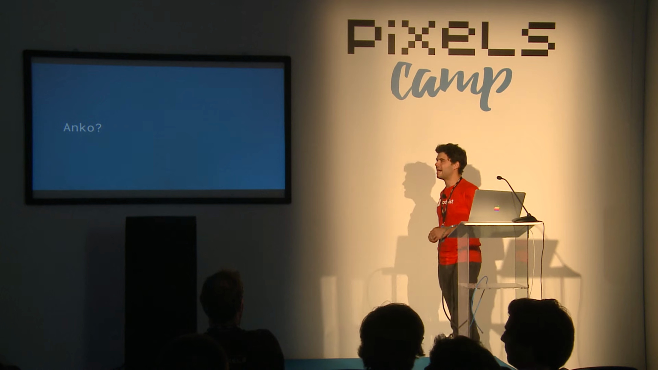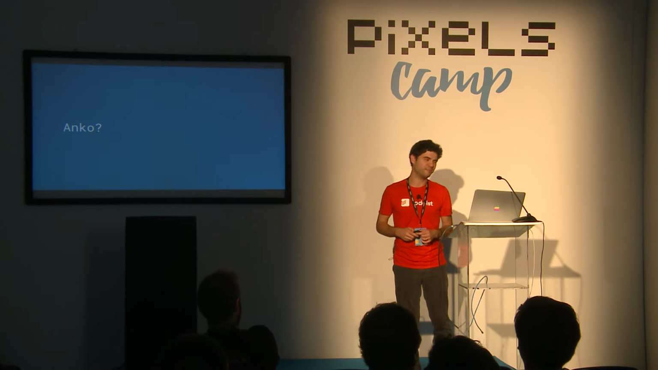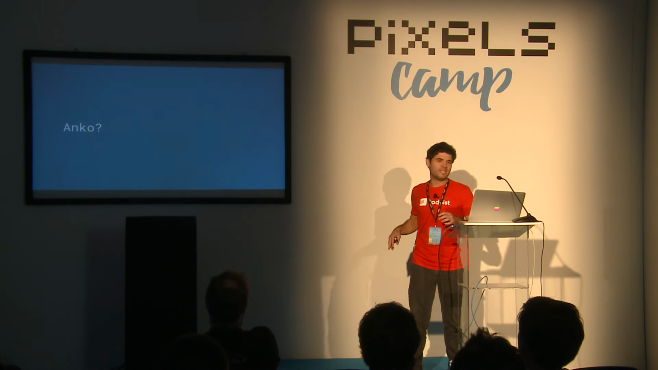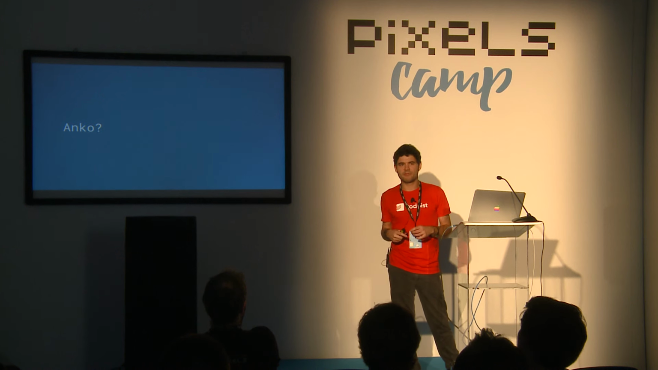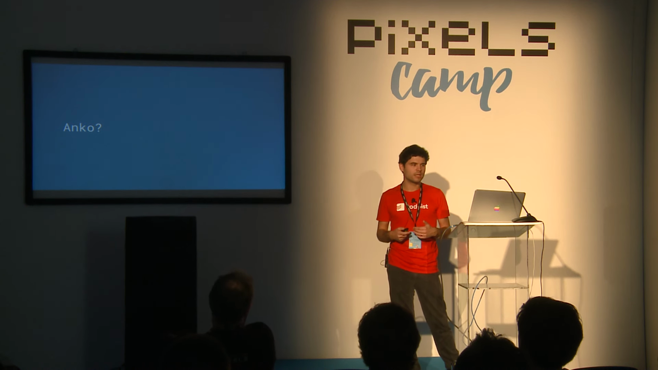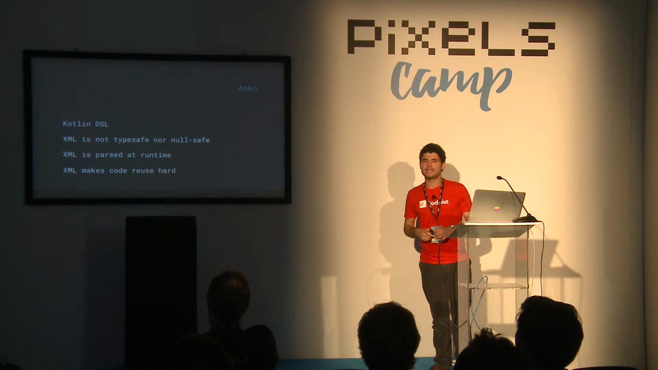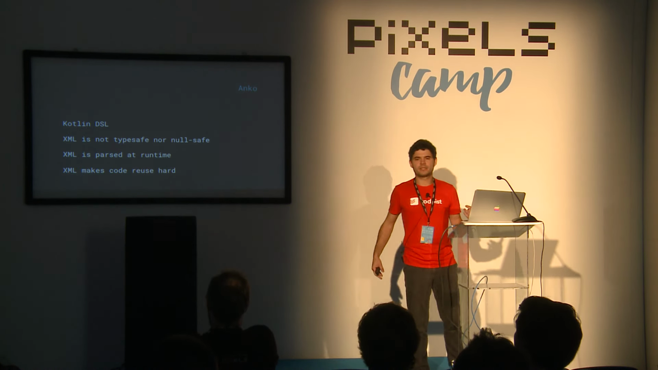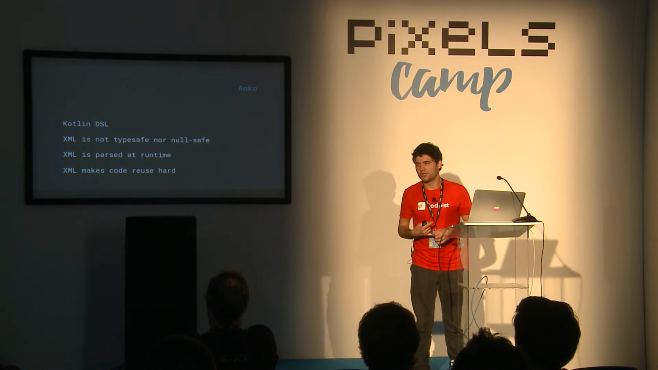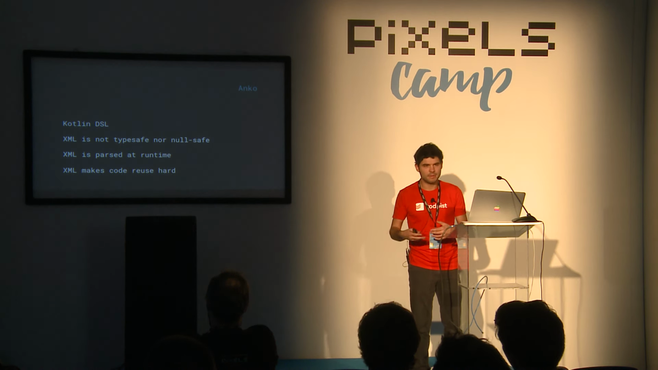So my talk also mentioned Anko. For no reason in particular. Anko is something we discovered while we were investigating Kotlin. And basically, Anko is a Kotlin DSL that aims to fix the many, many problems that you have when declaring layouts in XML for Android.